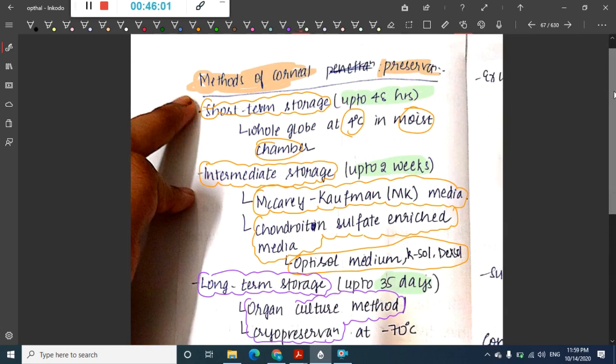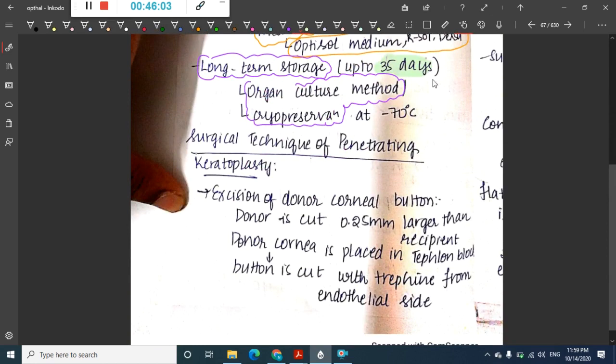So these are the different methods for corneal preservation. Now let us learn some important points about the surgical technique of keratoplasty. We don't need to know the perfect surgical procedure of keratoplasty, but just remember that the donor cornea is cut larger than the recipient cornea. The donor cornea is cut 0.25 millimeters larger than the recipient cornea.